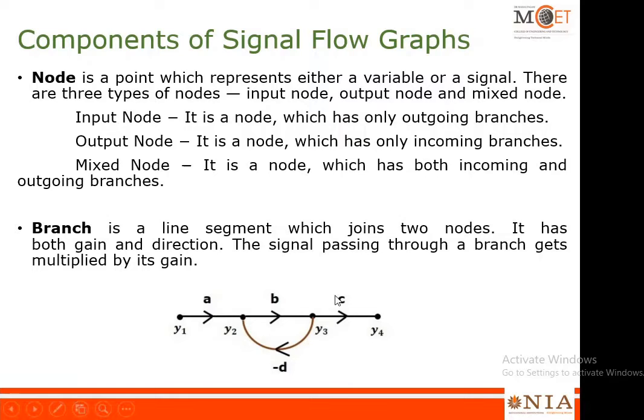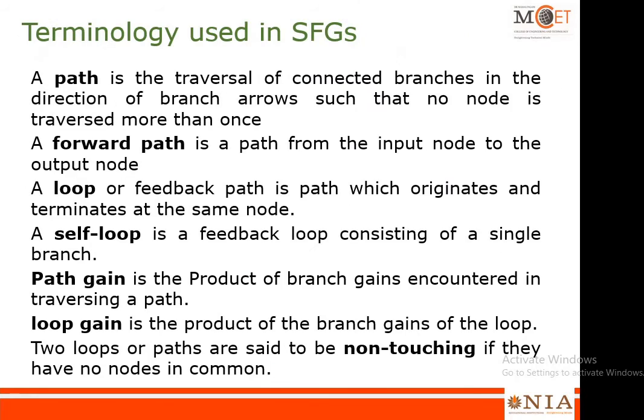There is something called a self loop. Suppose you have a loop like this which starts at one node and ends at the same node. It is called a self loop. To sum up, we have seen terminologies like forward path gain, loop, loop gain, and self loop. All these you will see in the next slide, the definitions of them.